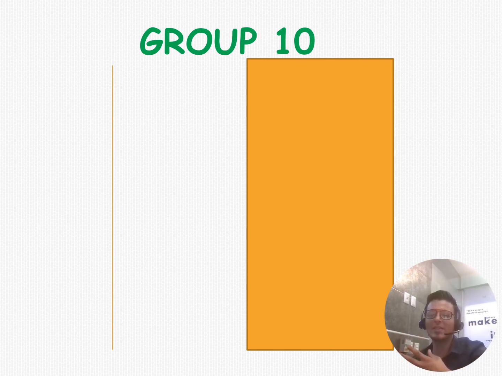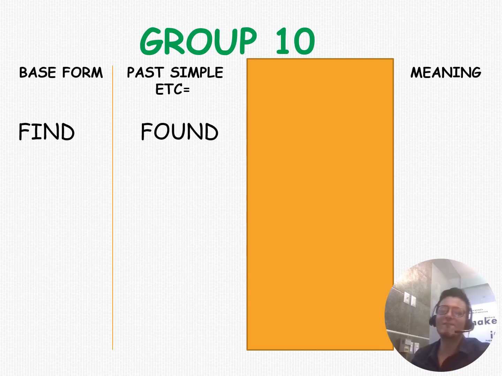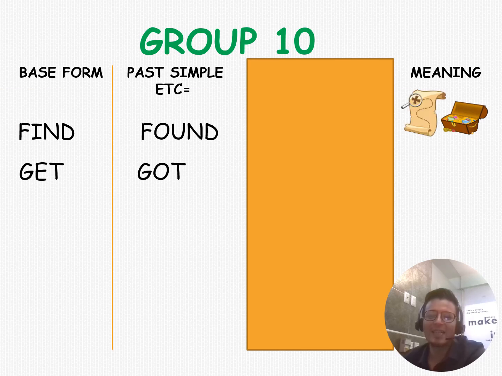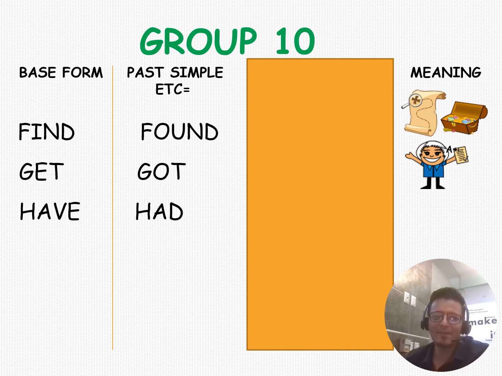Okay, and group 10 is all of those verbs that change, they don't have a family, so those are the ones we group together because they don't have a similar idea. In this case, find, found, and I hid the participle, but do you know it? Found. It's the same as in past. Get, got, and in participle, gotten. Have, had, had.